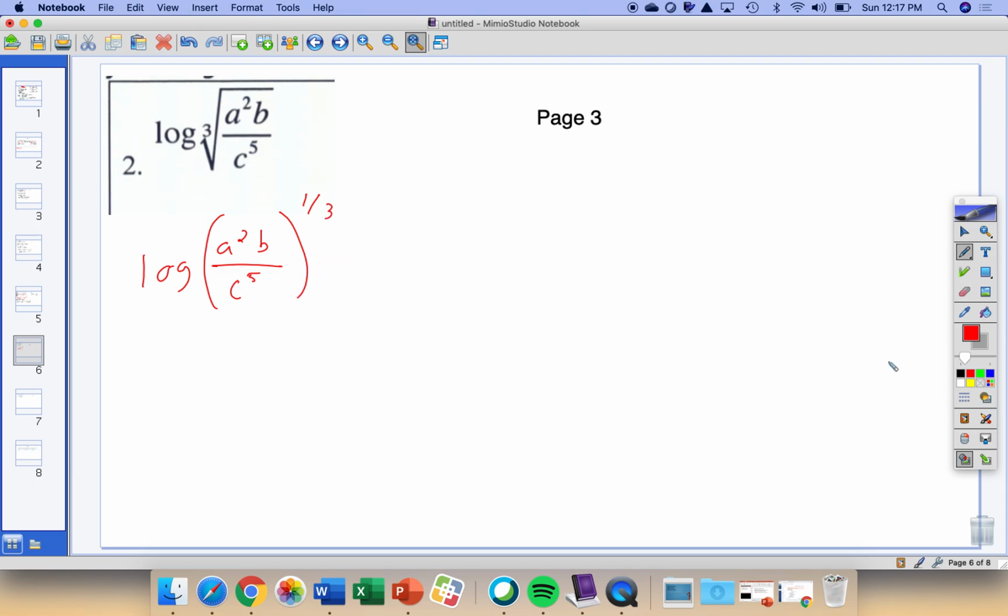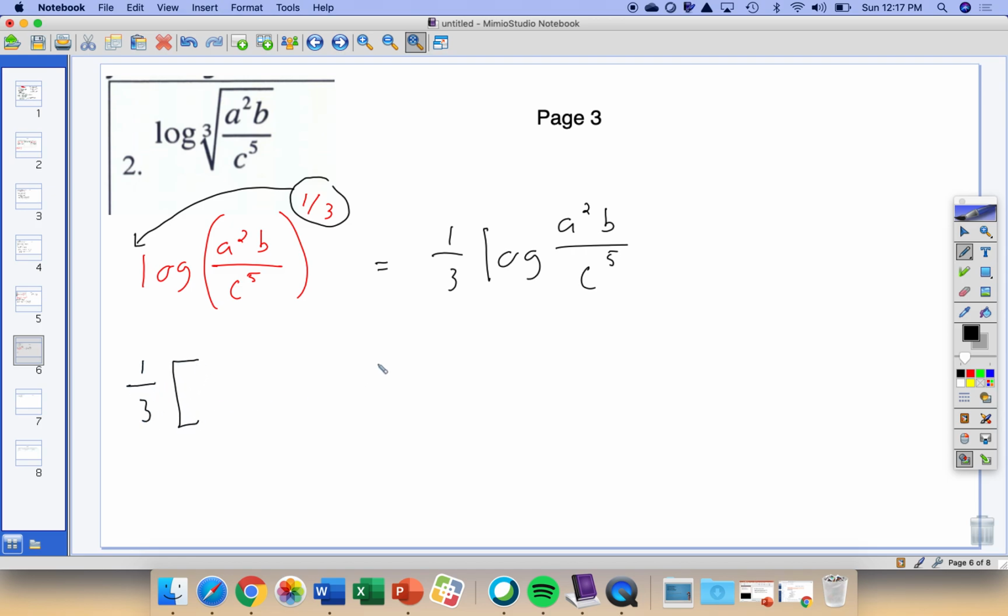Okay. Now I can take this 1/3 and bring it to the front. So it becomes 1/3 times log base 10 of a squared times b over c to the 5th. Now when we're expanding, this 1/3 has to go with everything. So I'm going to put the 1/3 out in front. And I'm going to expand it.